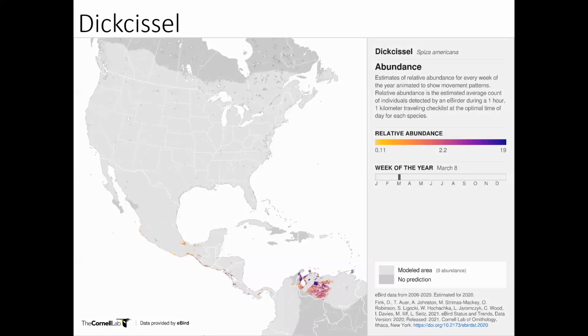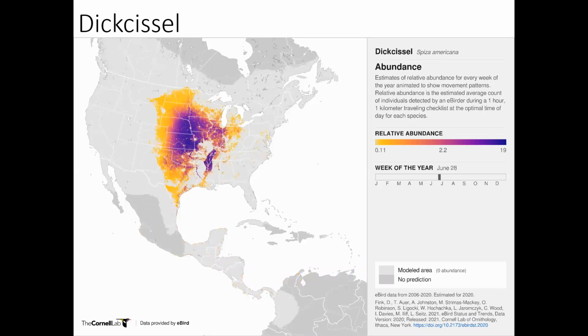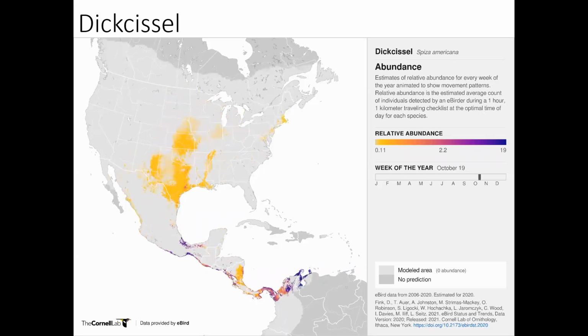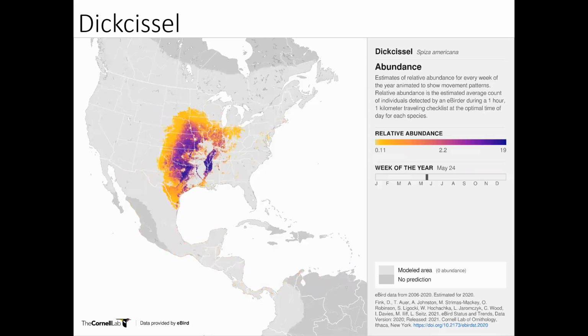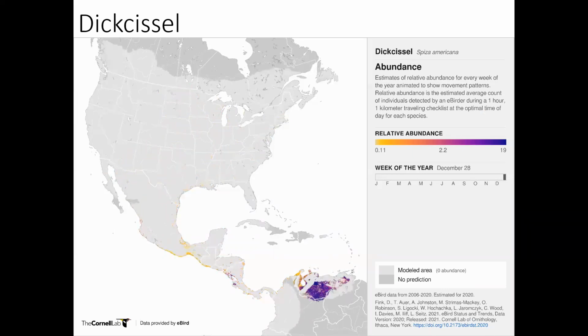Okay, the dickcissel overwinters in Venezuela, so northern South America grasslands, and breeds throughout the central and southern Great Plains. So again, some of them stay here as they're migrating north, but many of them continue on north into the Great Plains, really hanging out in Nebraska and Kansas, and then funneling back down through Texas at the end of the summer. They too prefer open grasslands.